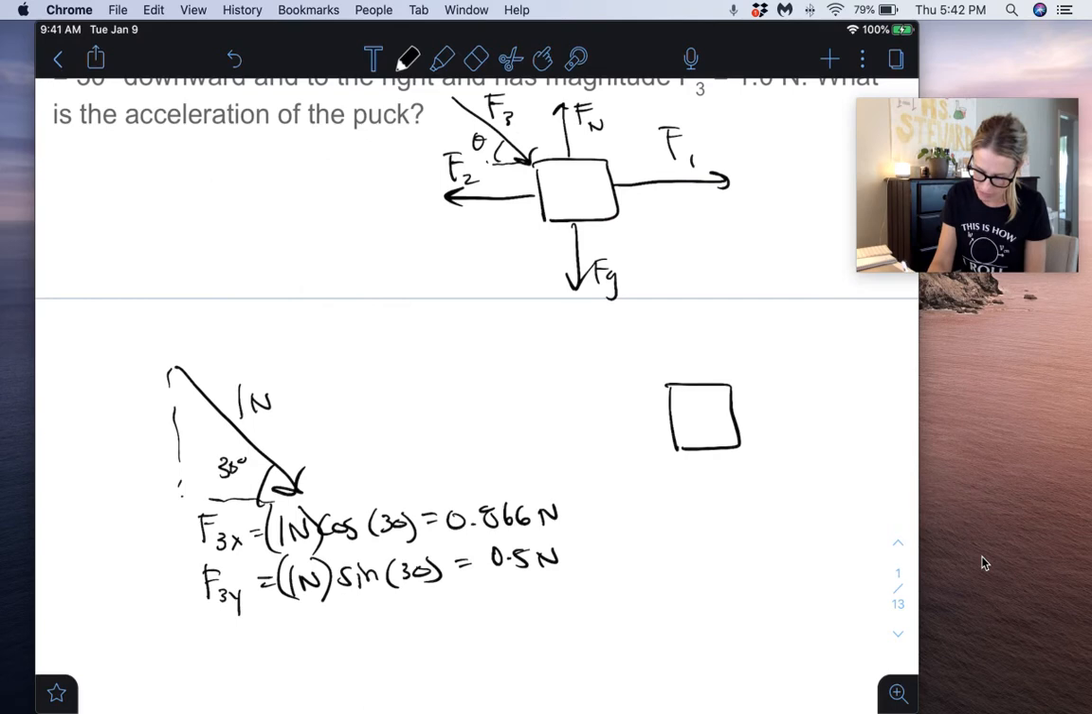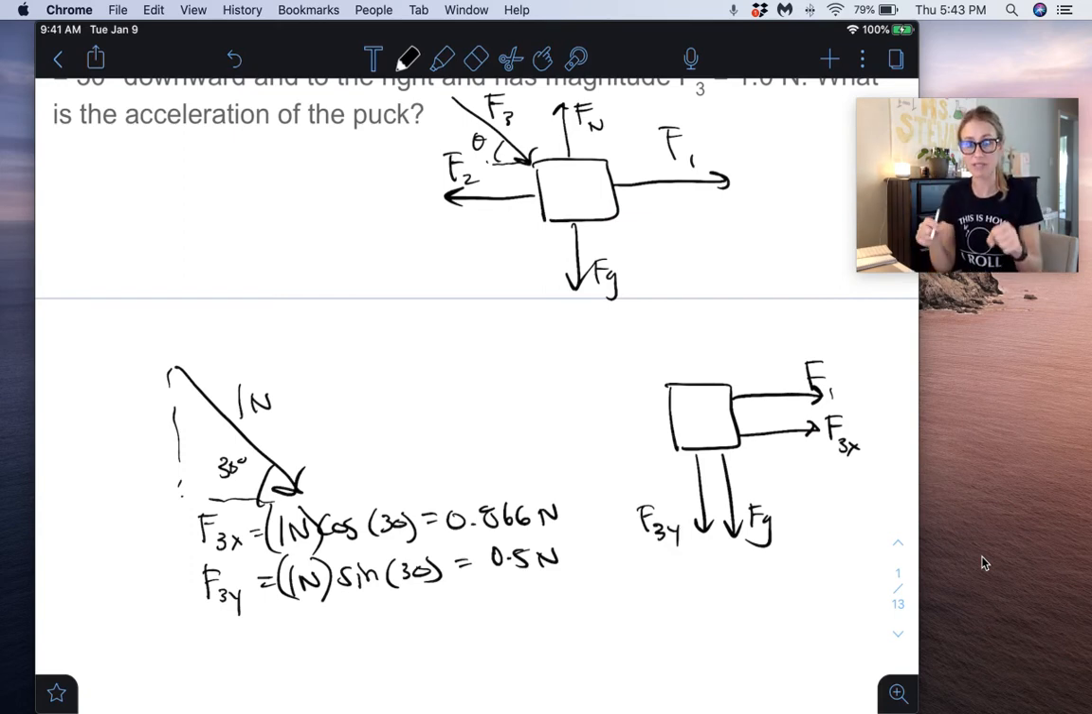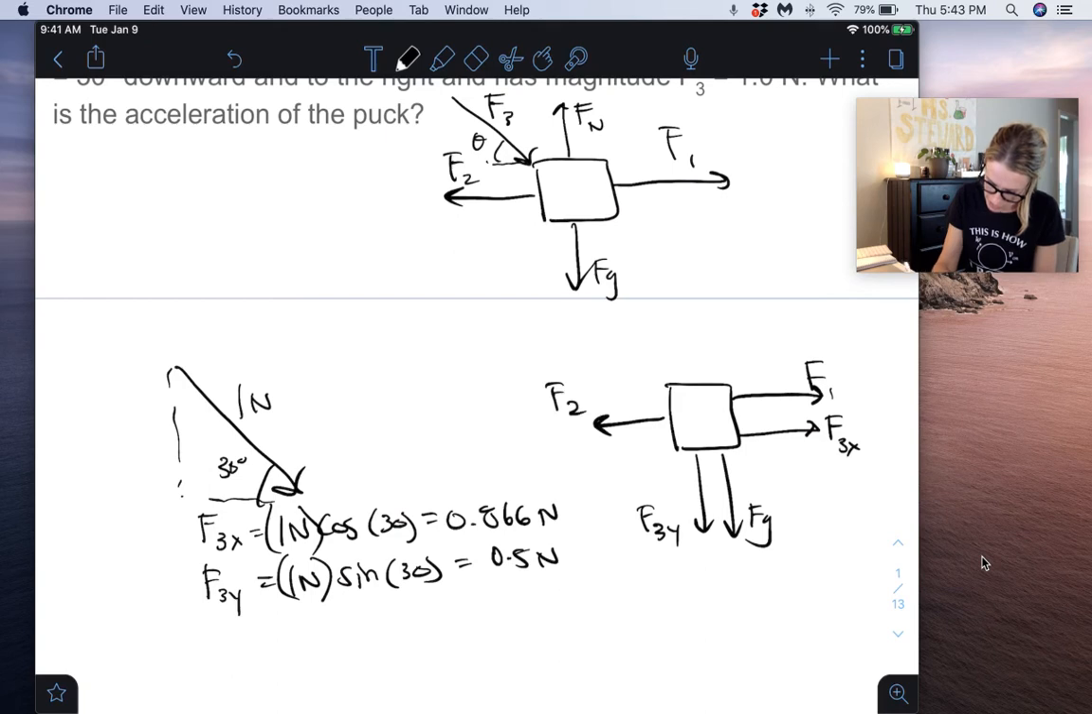We have the force 1 to the right. I'm actually going to make some room here because I have my other component to the right as well. Force 1 is to the right. The x component of force 3 is also to the right. I have my force of gravity down. The y component of force 3 is also down because that was down and to the right. Force 2 is to the left, and then we have normal force up.